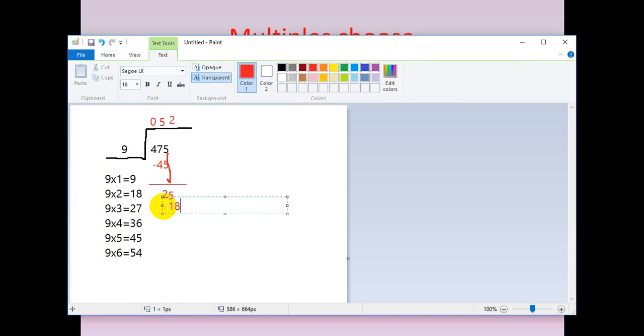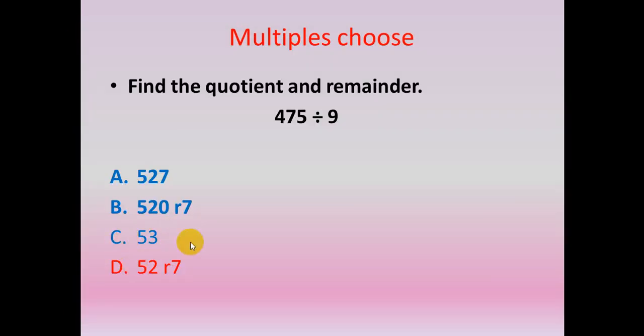minus 18. 25 minus 18, 5 minus 8 can't be, it will be 15, and 2 will be 1. 15 minus 8, it will be 7. Now the quotient is 52 and remainder 7.